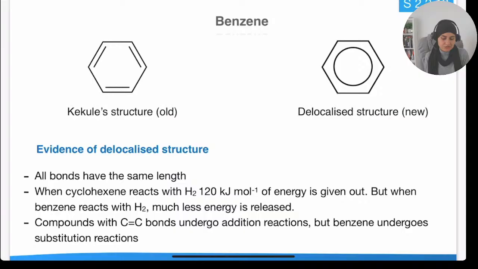So benzene is written with a circle inside, which denotes delocalization. Now instead of having localized double bonds between certain carbons, we have delocalized ones. So these electrons are jumping around all the carbons in the p orbitals. And we need to know the evidence of delocalized structure. The first evidence is that if you look at the bond lengths in benzene with X-ray, for example, all bonds have the same length.